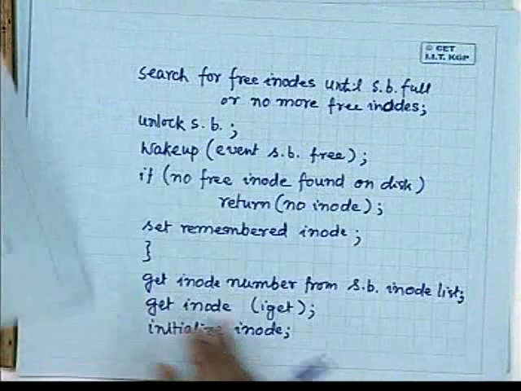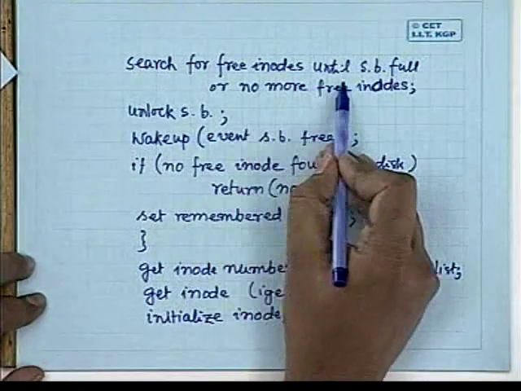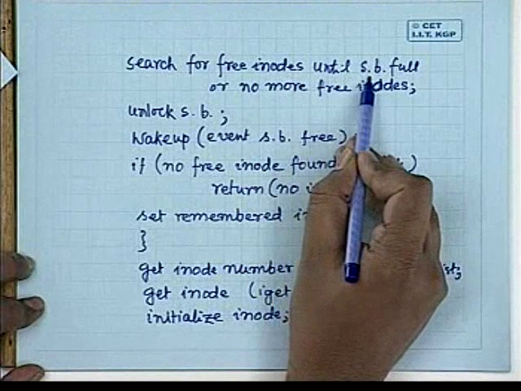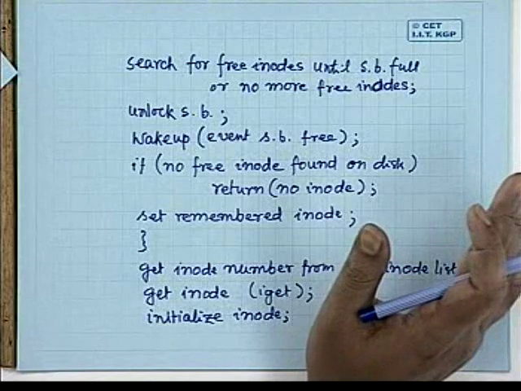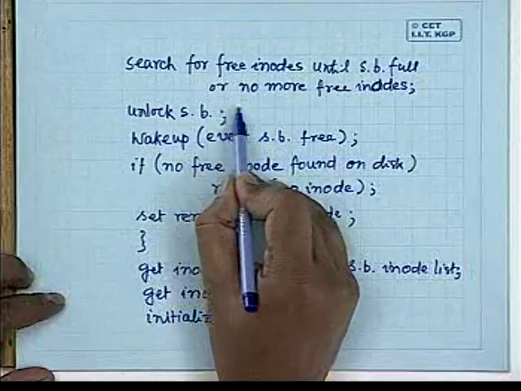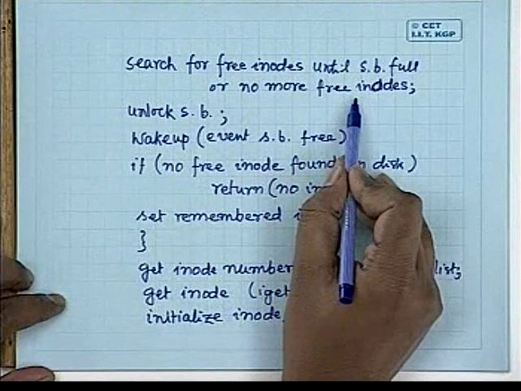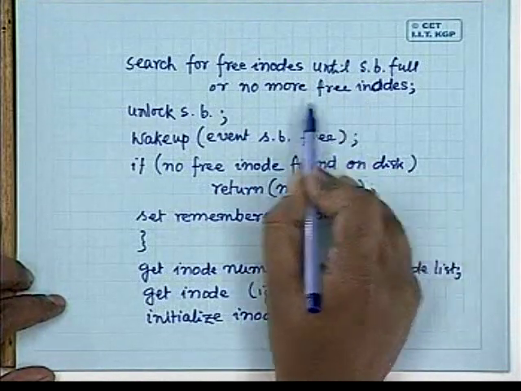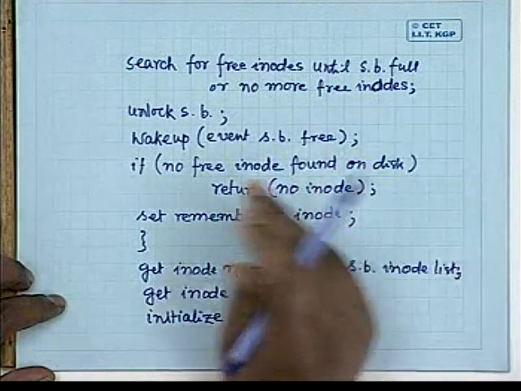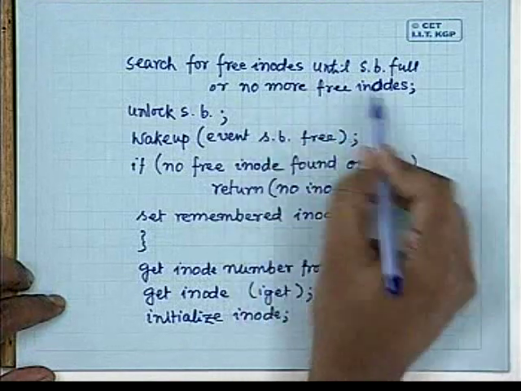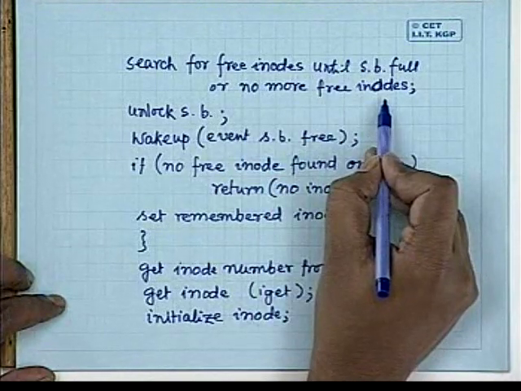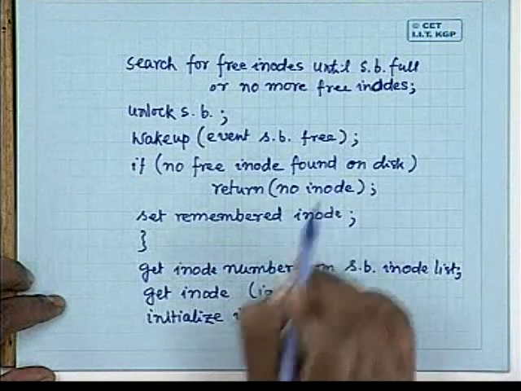So you search for the free inodes, and the superblock free inode list will be filled up until the superblock free inode list is full. If it can contain 100 inode numbers, then a maximum of 100 I can put. I cannot put anything more than that. Or there may be a situation that after getting 50 unallocated inodes, I find that there is no other unallocated inode on the file system. All the remaining inodes have been allocated. So if one of these conditions is satisfied, that is, the superblock is full or there are no more free inodes, then the search operation has to stop.